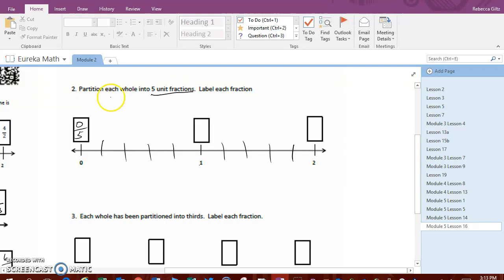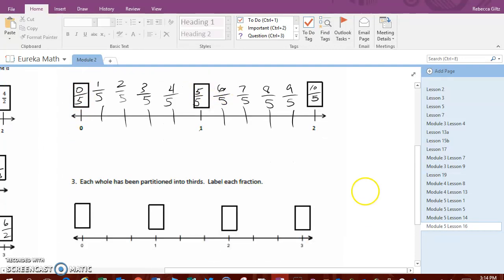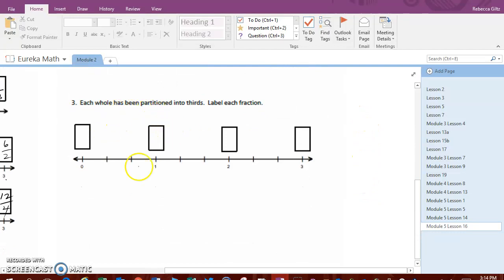We're going to go ahead and label each of these because it says label each fraction. So I'm going to do 1/5, 2/5, 3/5, 4/5, 5/5, 6/5, 7/5, 8/5, 9/5, 10/5. Okay. And is 10 divided by 5 2, or 2 times 5 10? You betcha. 1 times 5 is 5, 0 times 5 is 0. This is a 6. Okay, and the last one, each whole has been partitioned into thirds.